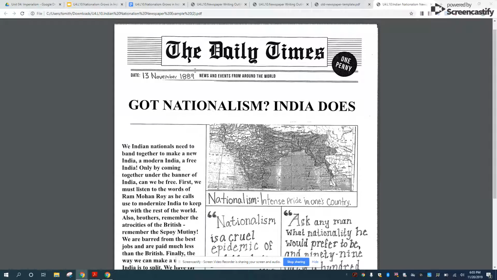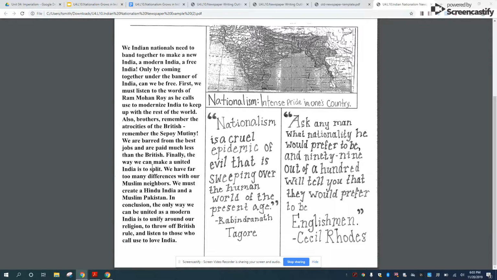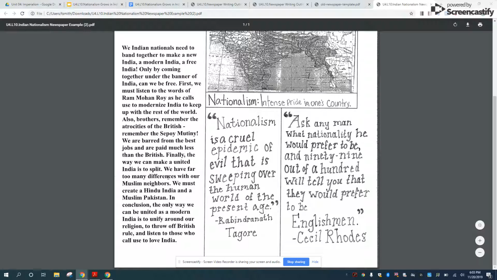I included a couple things. Here's the date. It's not the date that we're doing this in 2019. It's a date that would be significant for the time period that we're studying. Here's my headline. It's like a title. Here is my picture of India, my article, or my quick little paragraph. This is just the paragraph that I just read to you, but put into my newspaper. Here's my definition of nationalism and my two quotes. One is for nationalism and one is against nationalism.